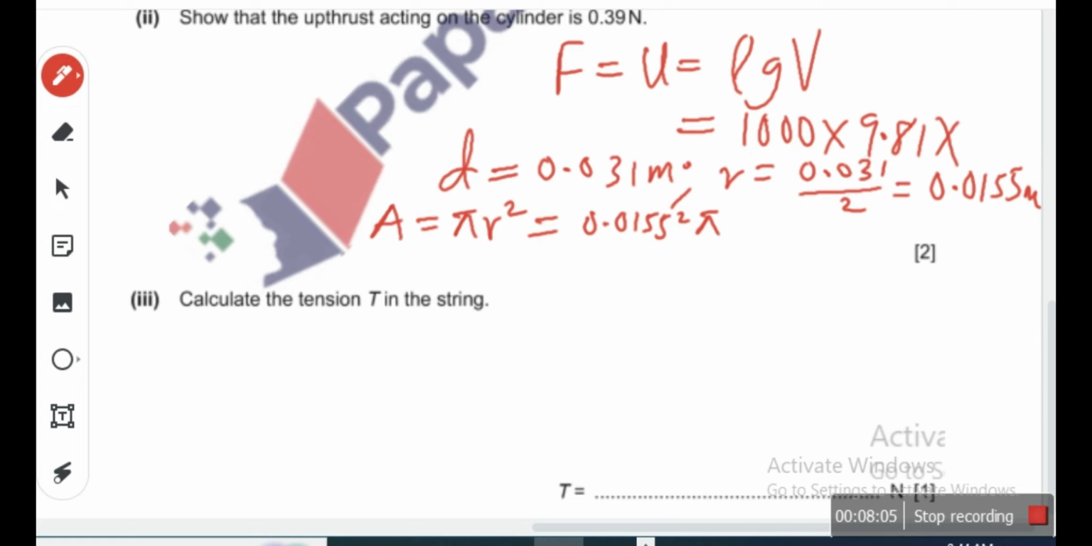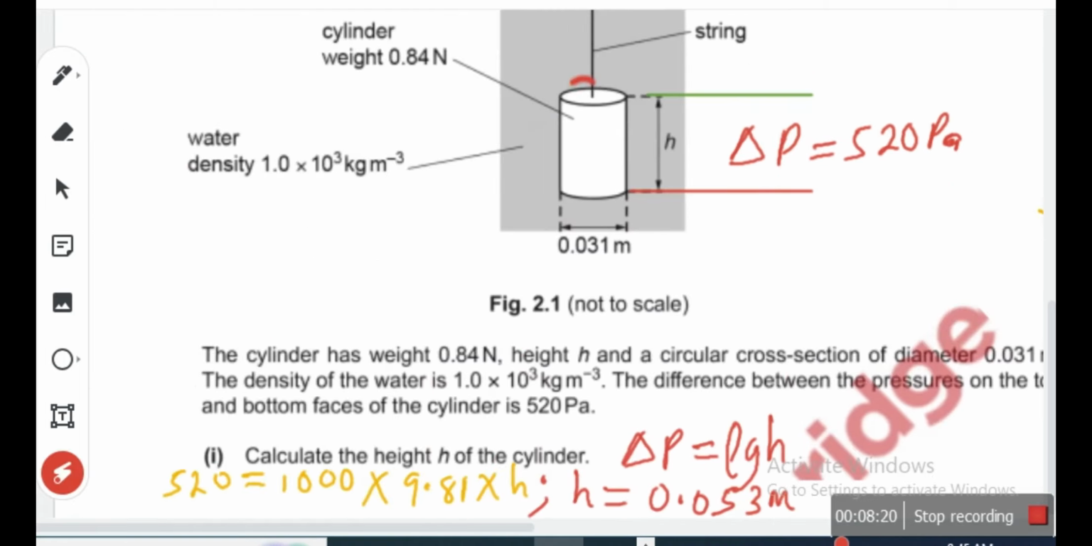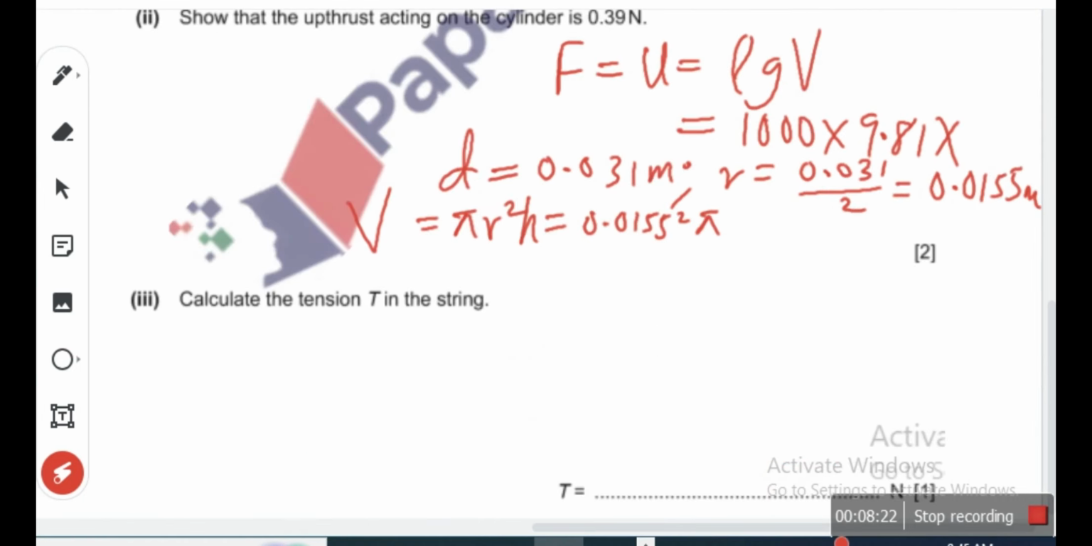Quickly, let's just go straight to find the volume. Volume of a cylinder is what? Pi r squared h, isn't it? Yes, because the shape is a cylinder. That's what you're trying to find. Why am I doing that? Because the formula says what? Rho GV. I already have rho. All I need is to get my V.